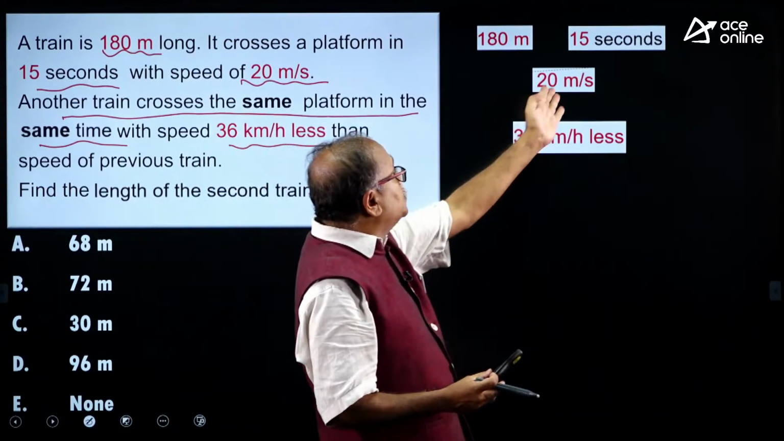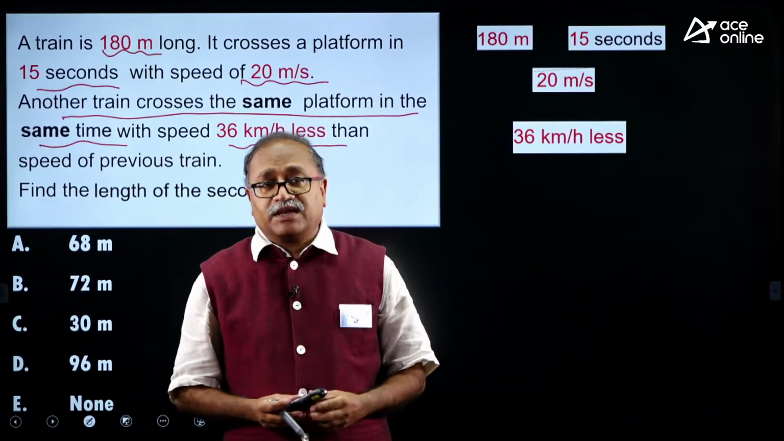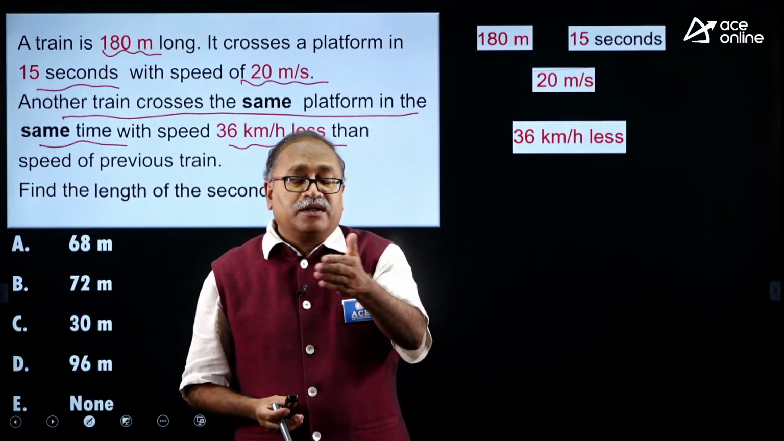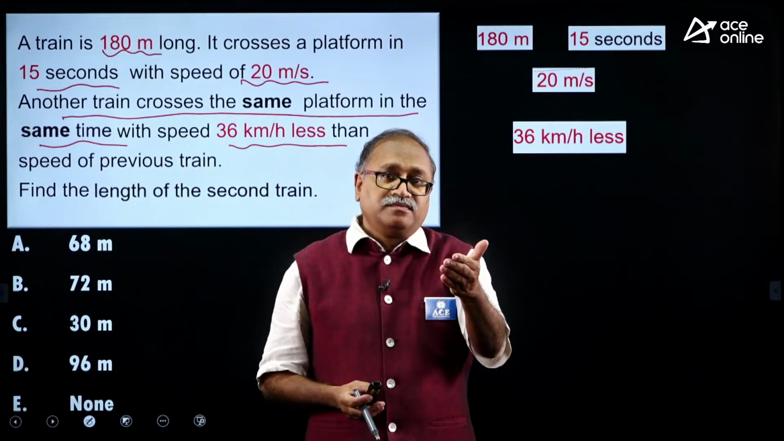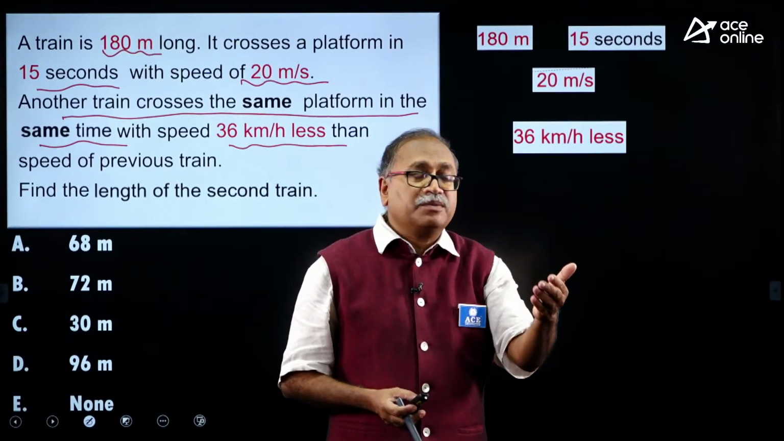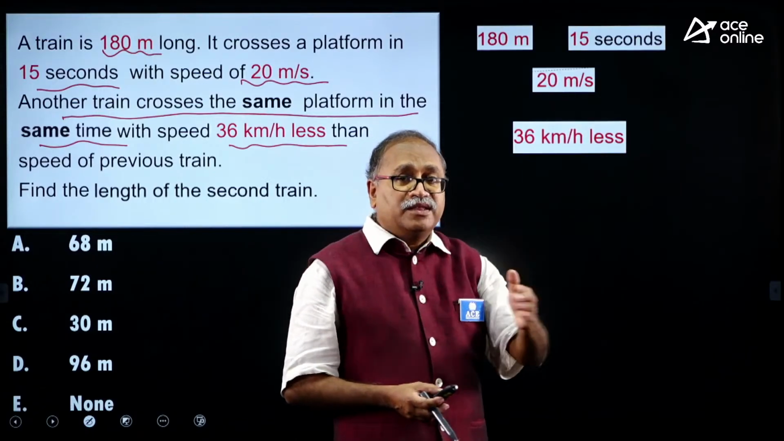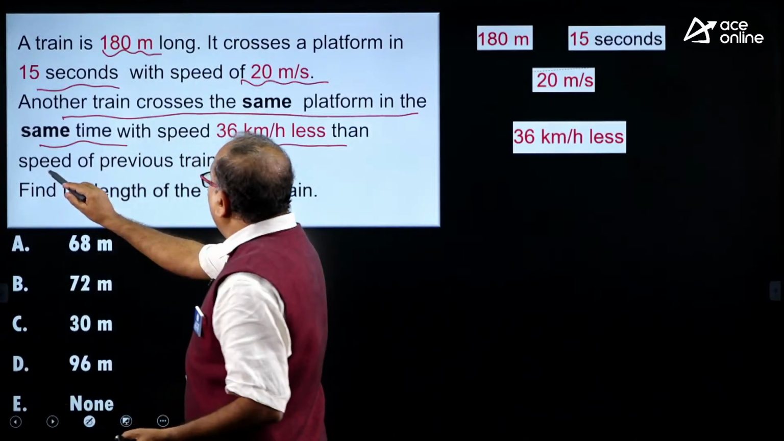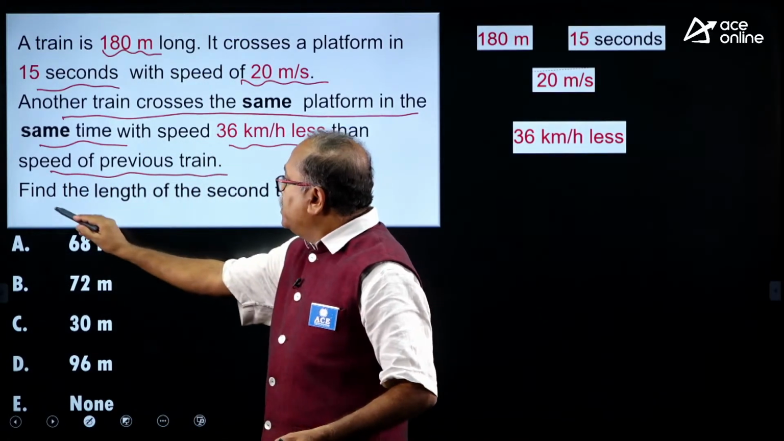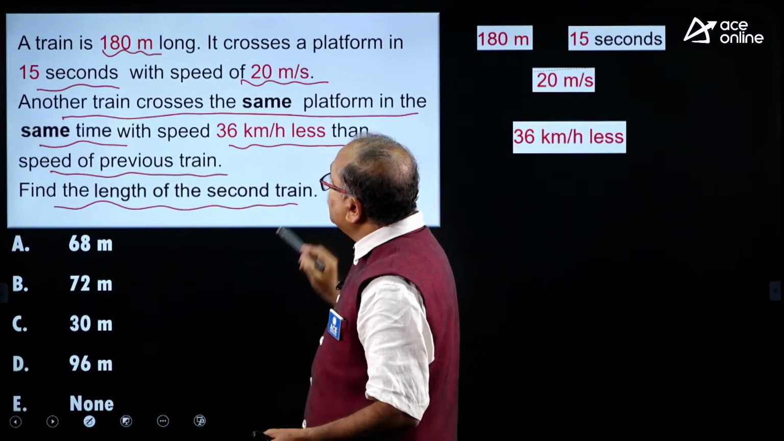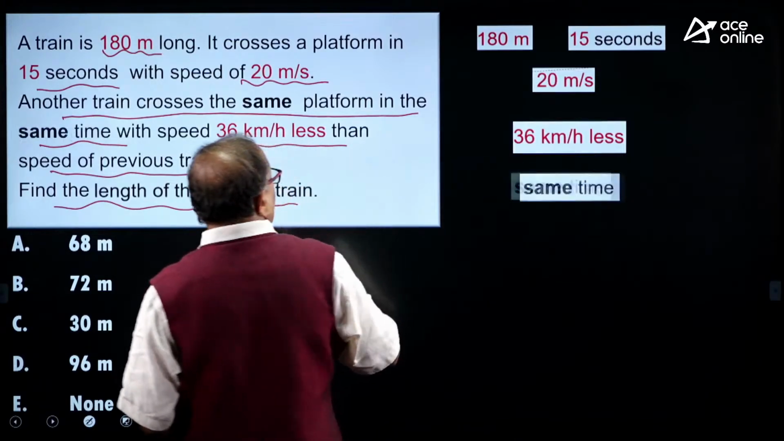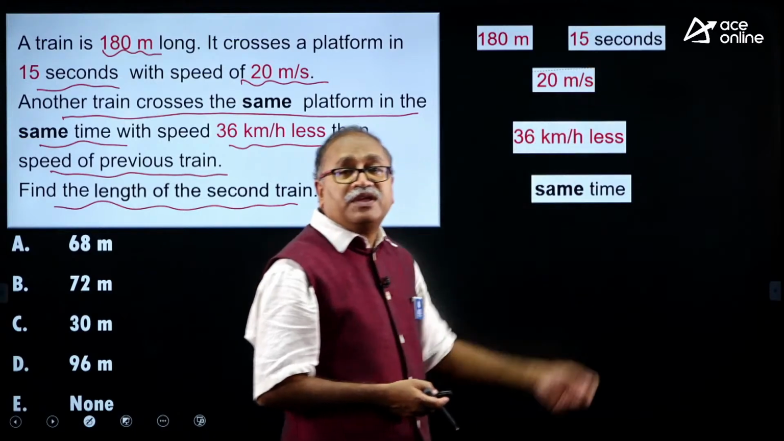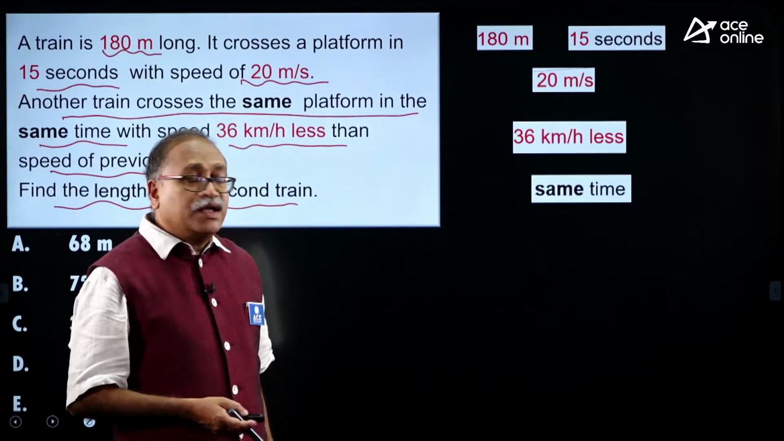So, the previous train speed is already given to us, 20 meter per second. 36 kilometer per hour, that is nothing but 10 meter per second, 36 into 5 by 18, 10 meter per second. So, 20 minus 10, that comes 10. So, I know the second train speed now. So, find the length of the second train. How much time does it take? It takes the same time to cross the platform. And what is that same time? 15 seconds. Can you answer the question?